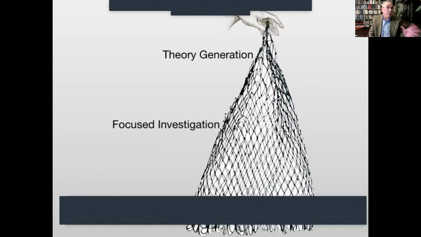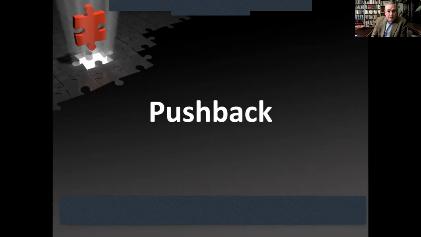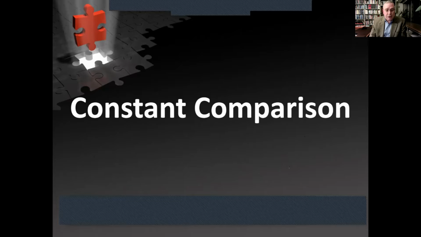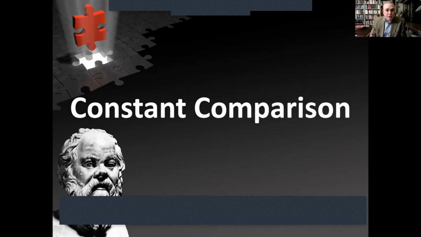Okay, time for some pushback then from some folks. Say one thing is like, well, Hadley, how do we know that your grounded theory is not simply a very complicated version of confirmation bias? You know, I keep seeing all these patterns, and then I start seeing the patterns everywhere, right? Well, constant comparison is the means that helps you to get through this. It's basically a form of Socratic thinking, and it takes place in an iterative framework.